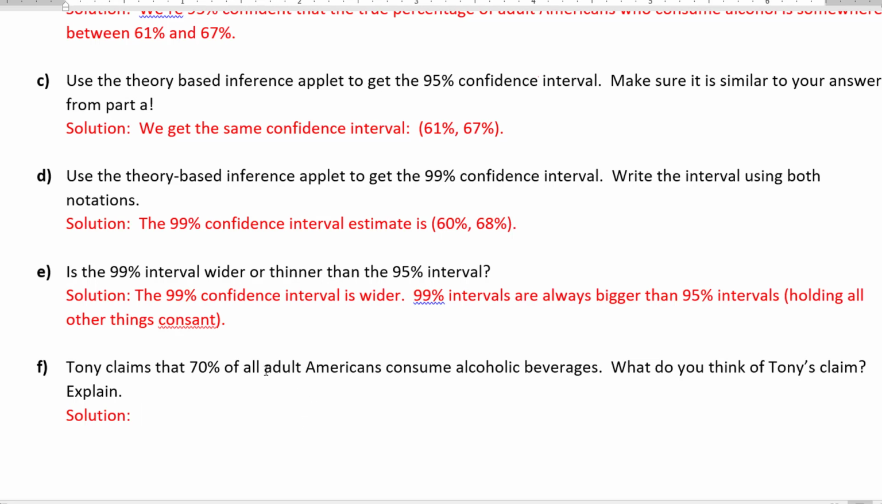Tony claims that 70% of all adult Americans consume alcoholic beverages. What do you think of Tony's claim? Our confidence interval estimates, both the 95% and the 99%, do not include the number 70%. So we are pretty confident the true population parameter is actually less than 70%, right? We think it's somewhere between 61 and 67%, or if we want to go to 99% confident, between 60 and 68%. That doesn't include 70%. So we would conclude that we're not very confident that Tony is right. We actually have strong evidence that Tony is not correct.